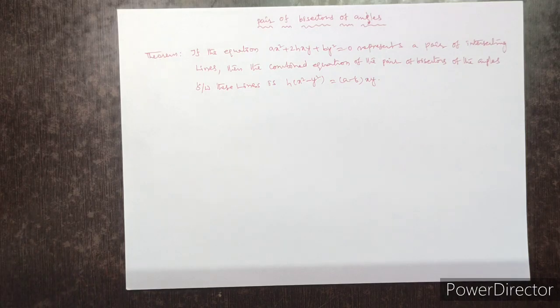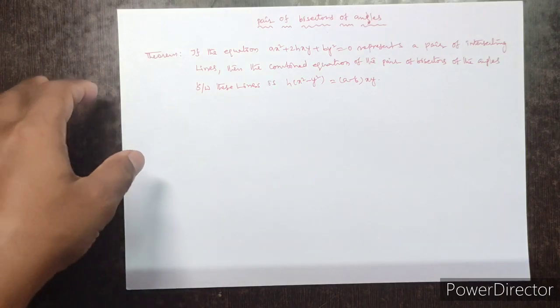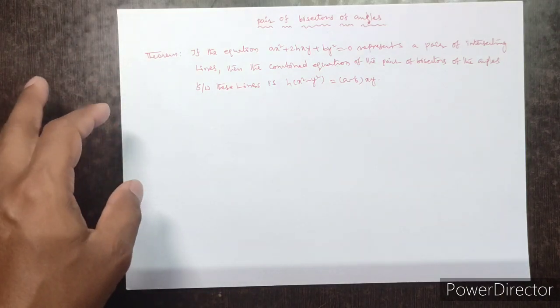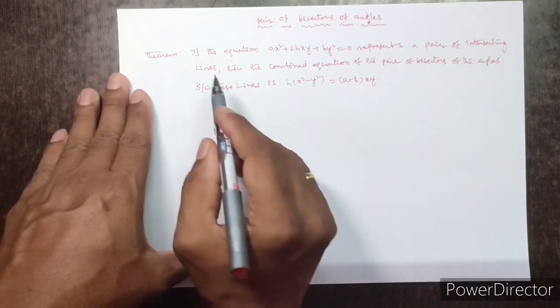Dear students, we have learnt about the angle between a pair of lines represented by ax square plus 2hxy plus by square equal to 0, and the equations of the bisectors of the angles in the last class. Today we are going to learn the pair of bisectors of angles theorem.